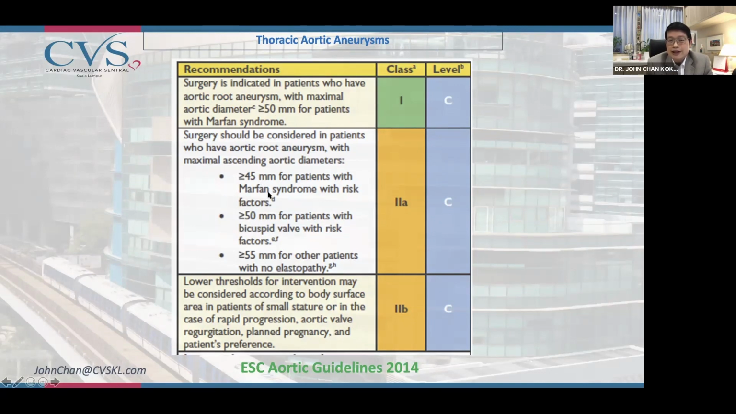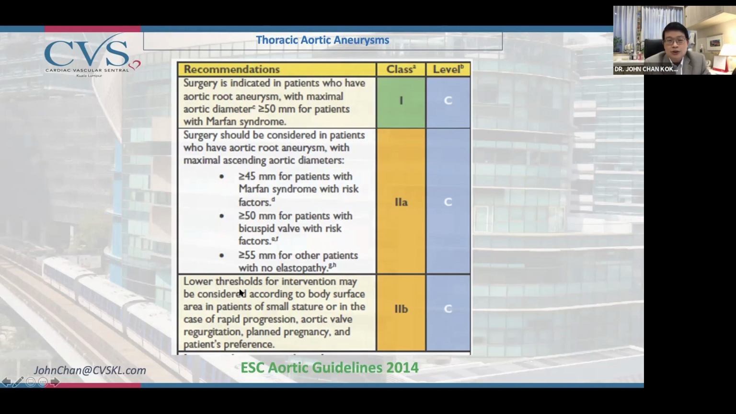If they have Marfan and risk factors, so risk factors meaning if they have a family history of a relative who had an aortic dissection at a very young age, or if the aortic aneurysm has grown significantly in size in a very short period of time, then we would recommend surgery at a much lower threshold of 45 millimeters.